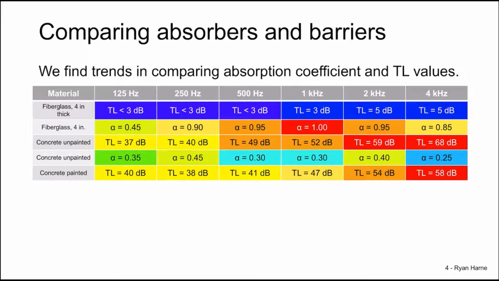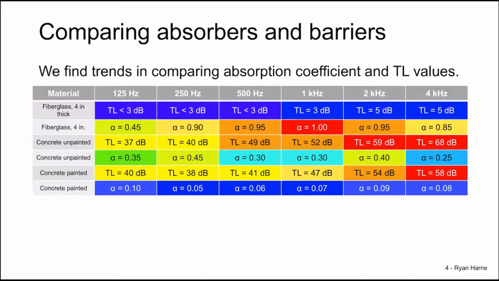But when painted, both the transmission loss values reduce as well as the absorption coefficients, due to the fact that for transmission, the paint serves as an impedance matching layer, while the paint in terms of absorption results in a barrier-like coating over the pores of the concrete.